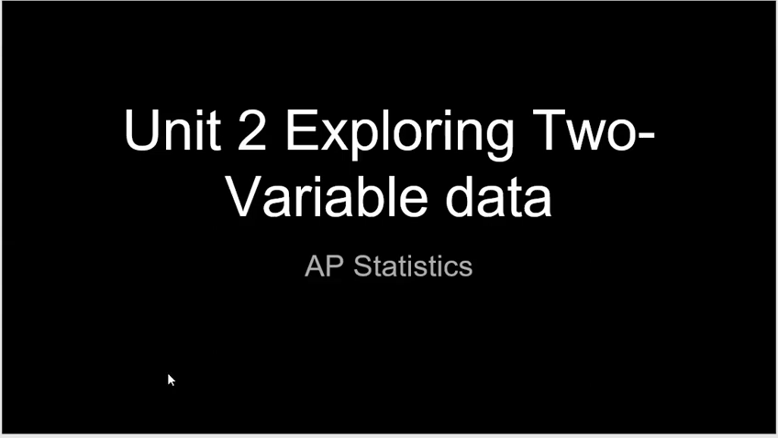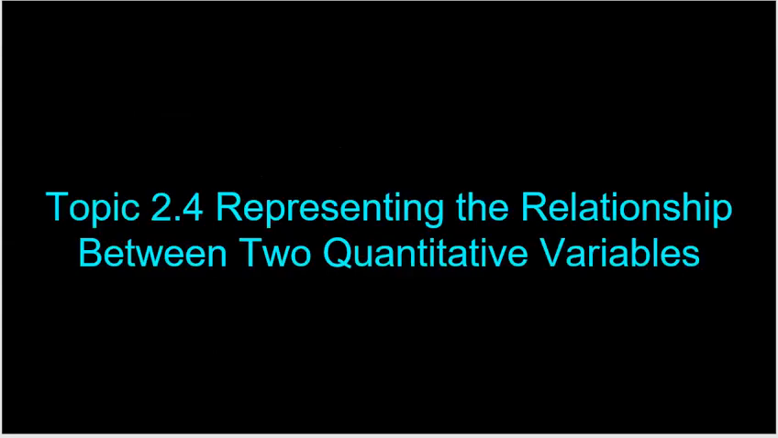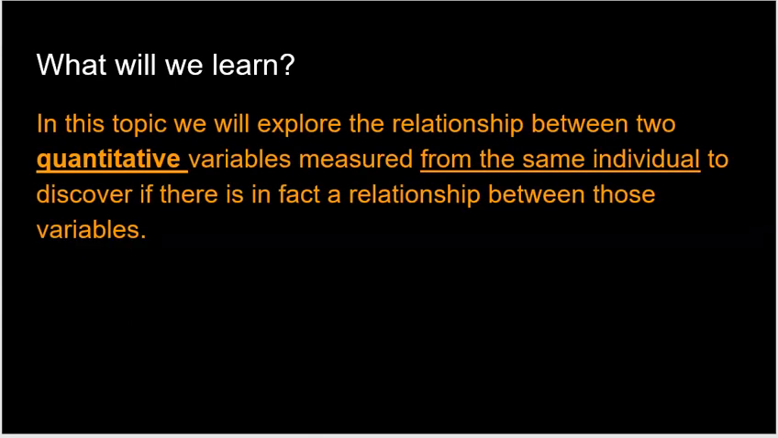All right, welcome to Unit 2, Exploring Two Variable Data. This is AP Statistics, and we're going to cover topic 2.4, representing the relationship between two quantitative variables. So now that we're done with categorical variables, we're going to move on to looking at the relationship between two quantitative variables. So what are we going to learn here?